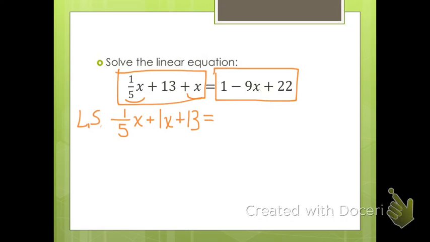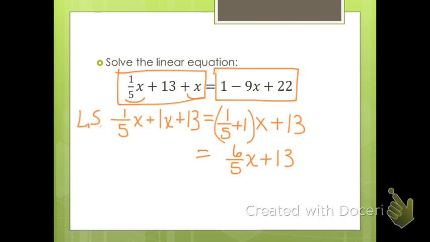So the left side becomes 1/5 plus 1 times x plus 13. So this is equal to, that 1 could be thought of as 5/5. So it's 6/5 x plus 13. Okay, so we'll keep that in mind. 6/5 x plus 13.